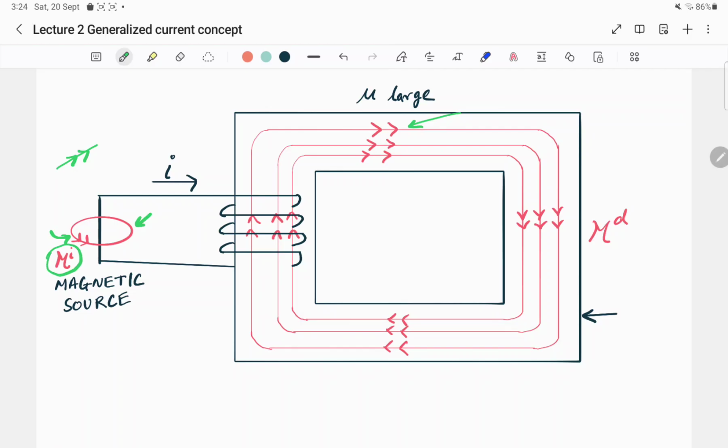And the magnetic displacement current is denoted by Md. So the total current M total is equal to delta B over delta T plus Mi, or Md plus Mi.